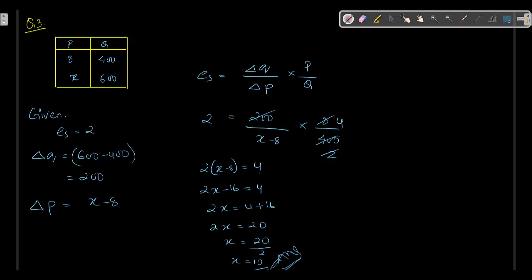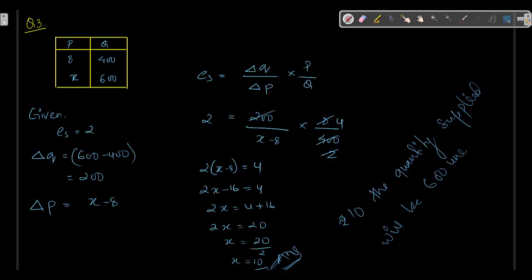X is equal to 10. So we are asked to calculate the price at which its quantity supplied will be 600. So at the price of 10 rupees, the quantity supplied will be 600 units. Okay, so this is the answer. So let's move on to question number 4.